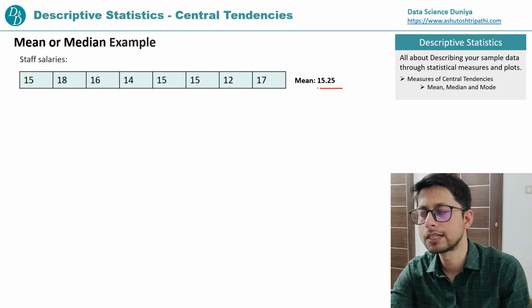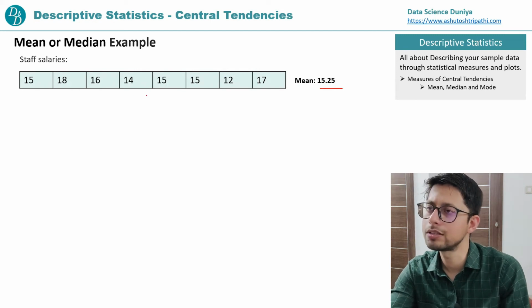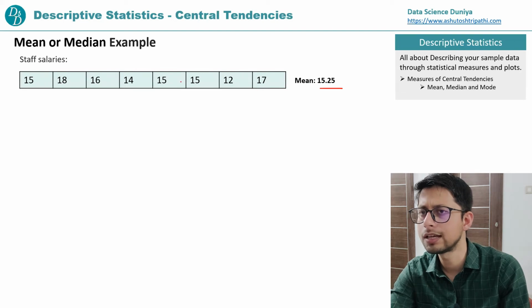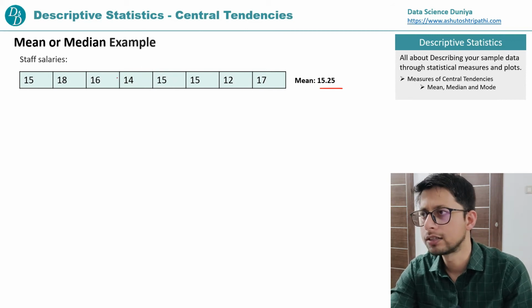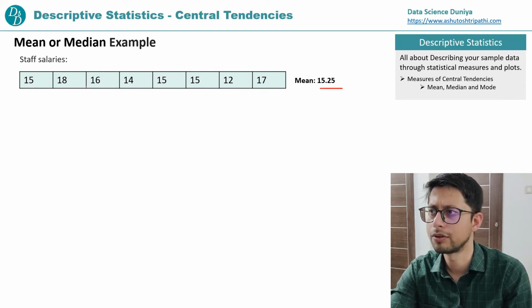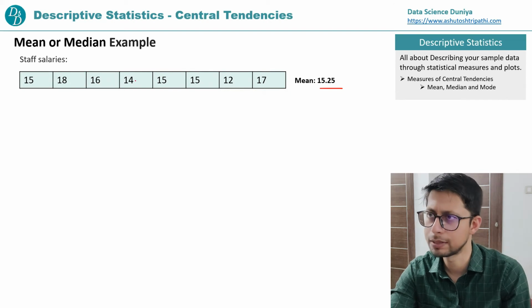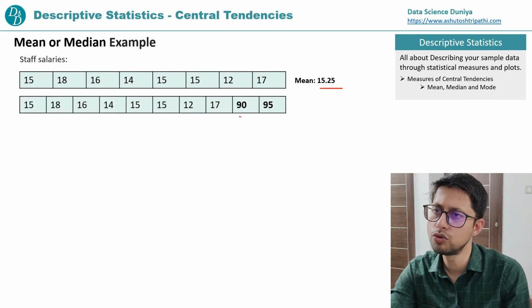So what it represents here is, mean means on an average how much employees are getting paid. What is the average salary of an employee? If we say 15.25, then most of the salaries are around 15.25 or near to 15.25. That's what central tendency means, right guys? So here you see most of the employees are getting salary near to 15. It makes sense also, like 18, 16, 14, 15, 15, 15, 12, all are near to 15. So it's making sense. But what about two new employees joining with a very high salary?